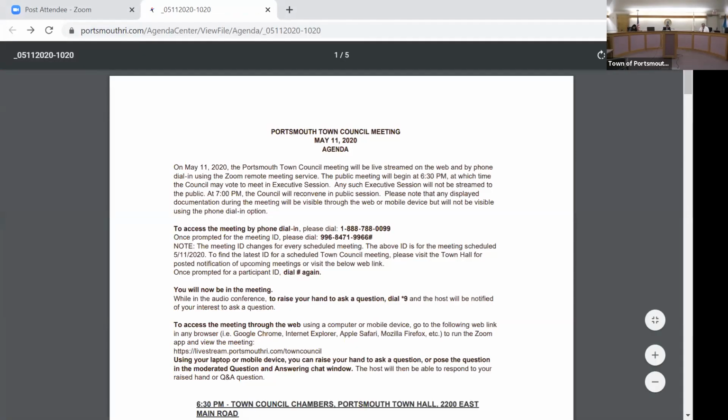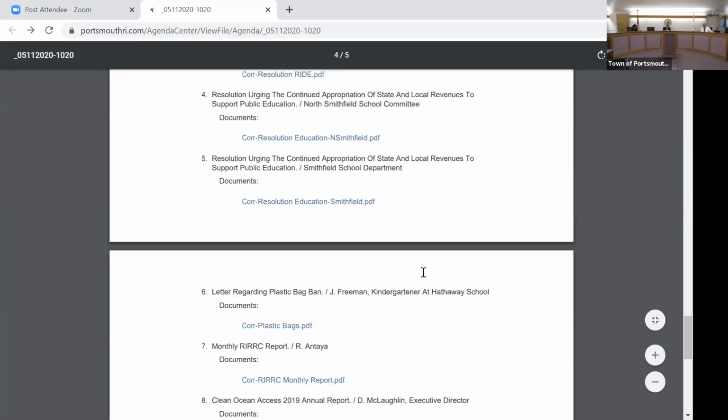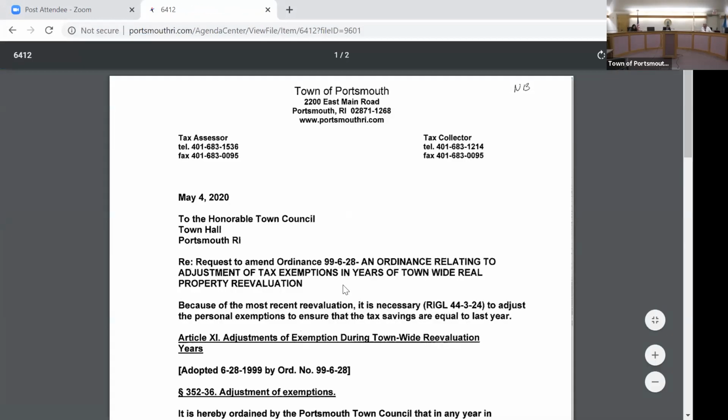On to the last item on new business, number 6. It's a request to amend ordinance 99-6-28, an ordinance relating to adjustment of tax exemptions in years of townwide real property revaluation.